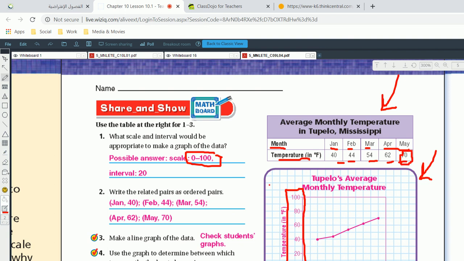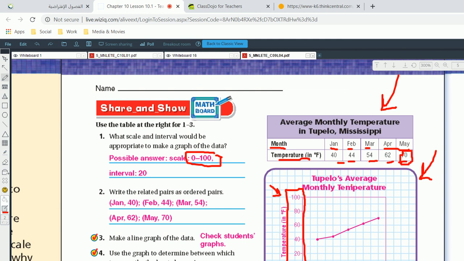Okay, so we want to draw it to reach 70. We can't write 1, 2, 3, because there are too many numbers to reach 70. The scale could be 5, 10, 15, 20, 25, or we can write 10, 20, 30, 40, or 20, 40, 60. It's a possible answer, but the scale must be equal between each two numbers.